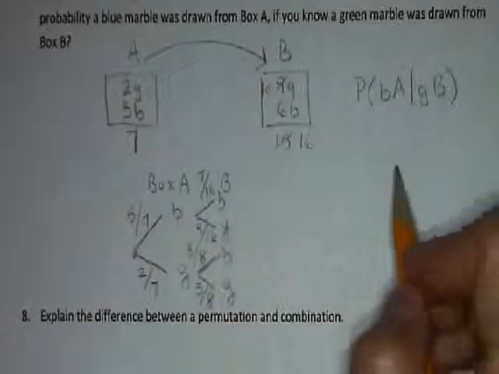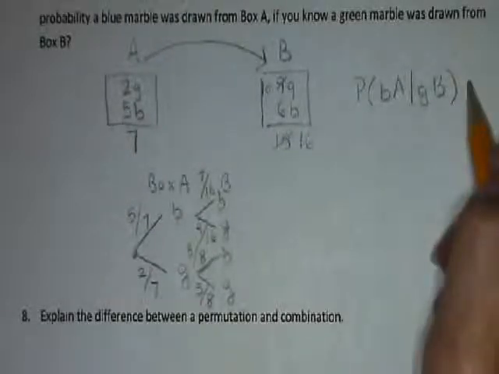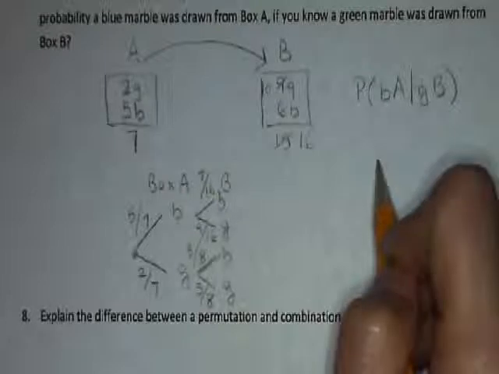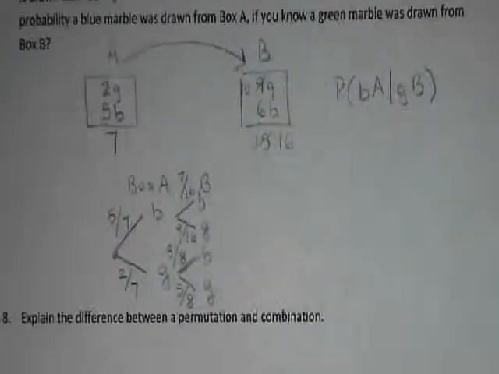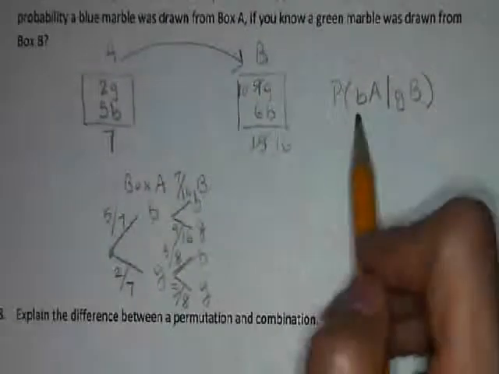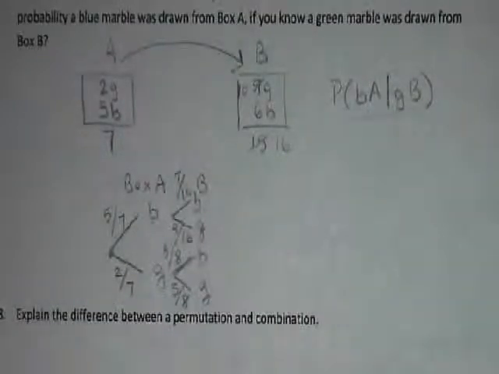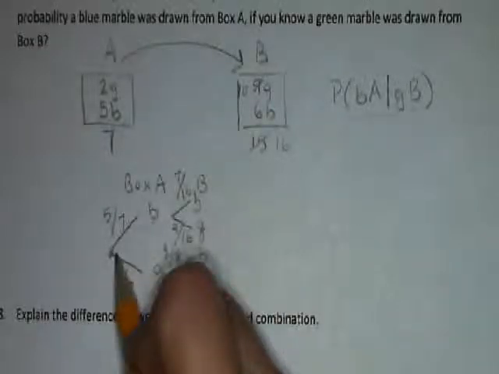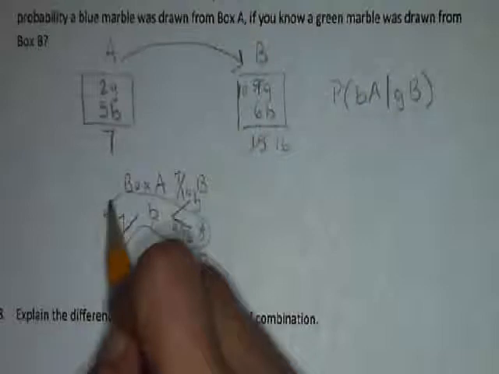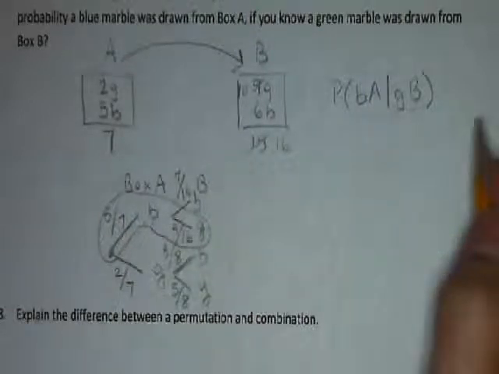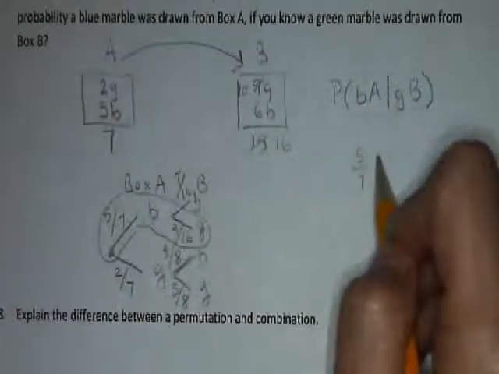Once we have our tree set up, all we need to do is find the 2 parts of our fraction. Remember that on the top of the fraction, I'll be looking for all of the things that fit this scenario. Actually, I shouldn't say all of the things, I'll be looking for the one event where I get a blue out of box A and a green out of box B. So that's going to be this event right here, which means I'll be multiplying 5/7 times 9/16.